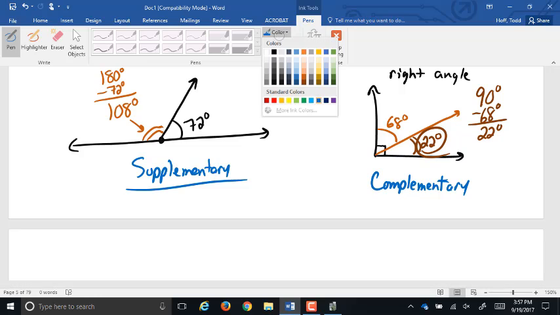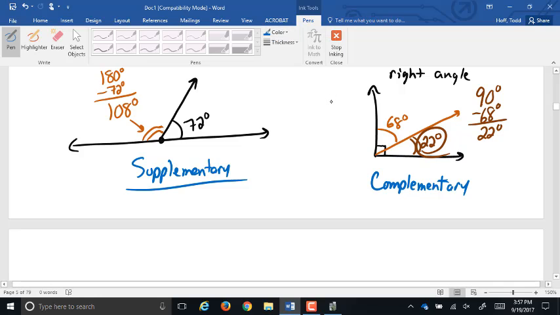Now, if you're anything like me, I could remember those two words easily, supplementary and complementary, but I sometimes struggled to remember which one was which. Well, complementary angles add up to a right angle, and you get complements when you are right.